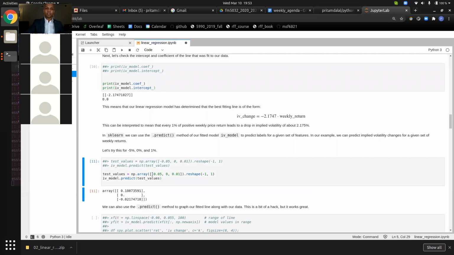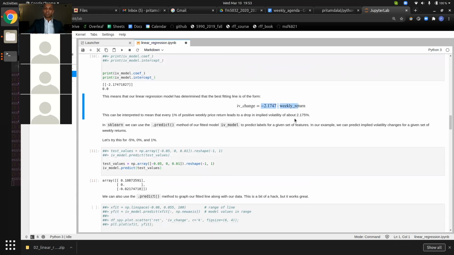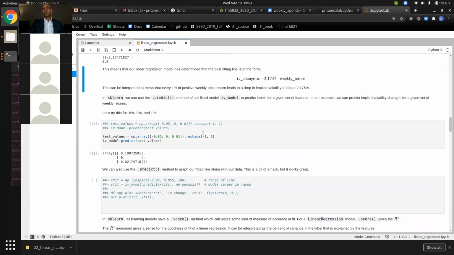Cool. So for these levels of weekly returns, these are the changes in implied volatility that would be predicted. And it's simple. We could have just read it off using this, but I just wanted to demonstrate that there is this predict method. When you have models that are more esoteric or just can't be defined easily with an equation, you will use the predict function to actually create predictions.